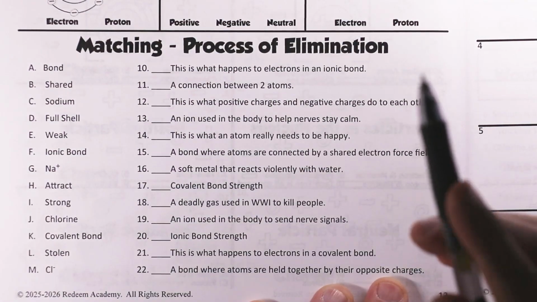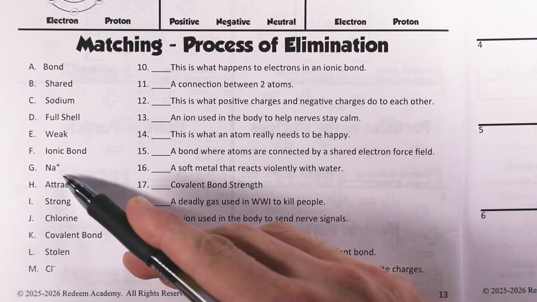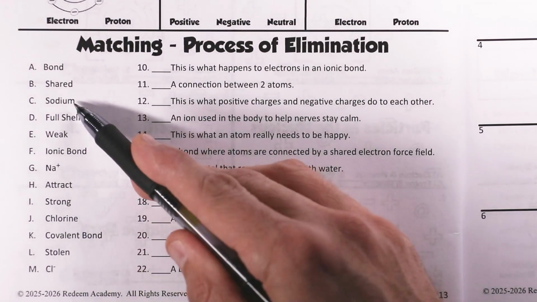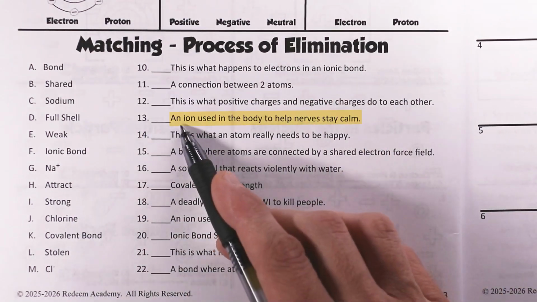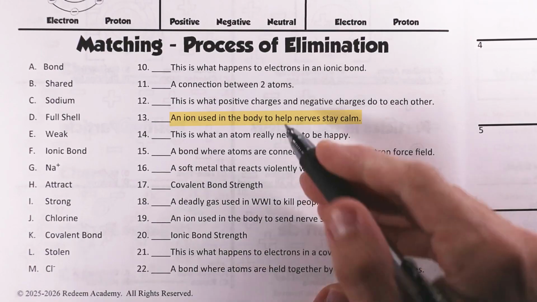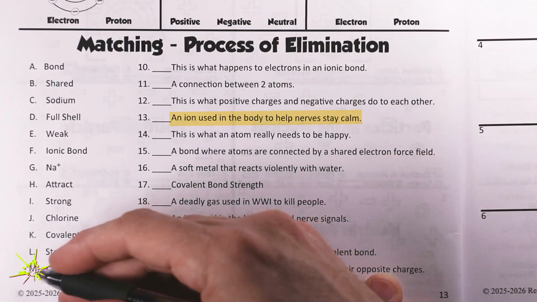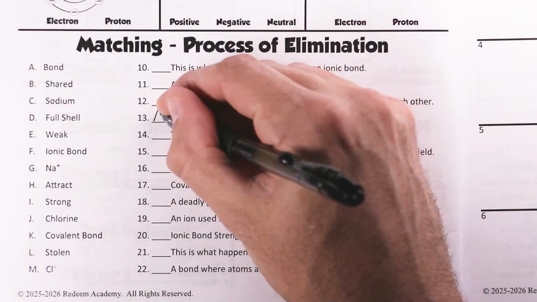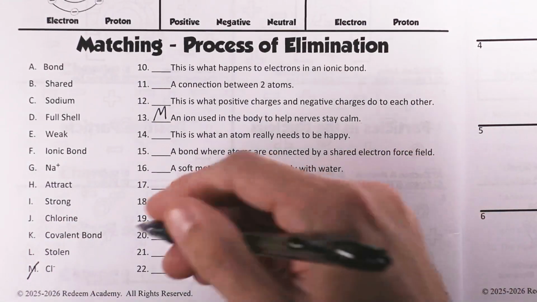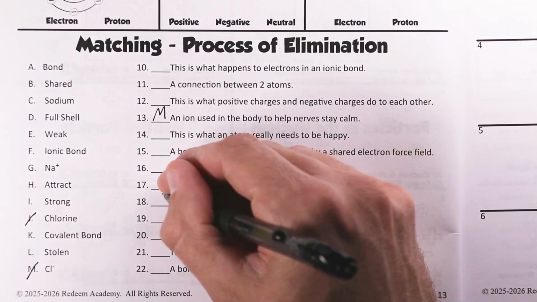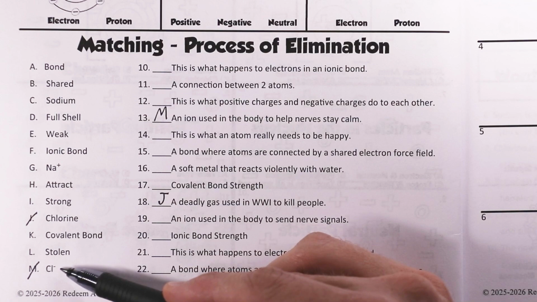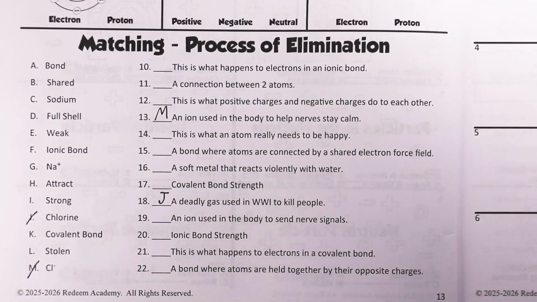Okay, now this is a little detail that's kind of tricky on these that I made. I have sodium written as an ion here, and then I have the word sodium here. And then I say an ion used in the body to help nerves stay calm. I do the same thing with chlorine. So an ion used in the body to help nerves stay calm is M. Okay, M. Because chlorine is actually a deadly gas. 18 is chlorine. So when I'm talking about the deadly gas, I use the name, and when I'm talking about the ion, I use the notation. Okay, so watch out for that.